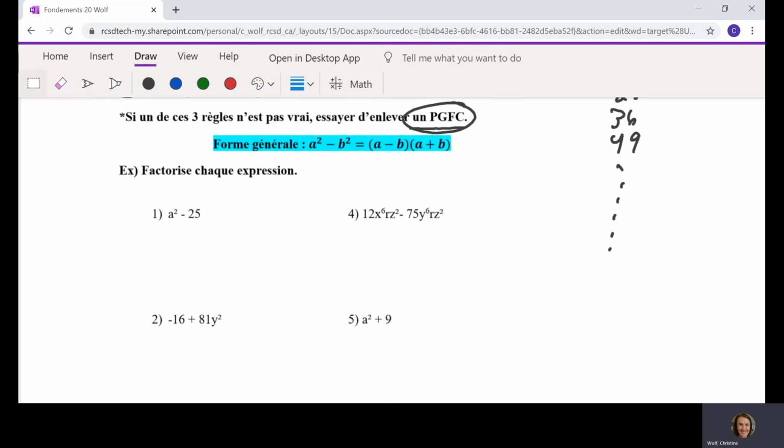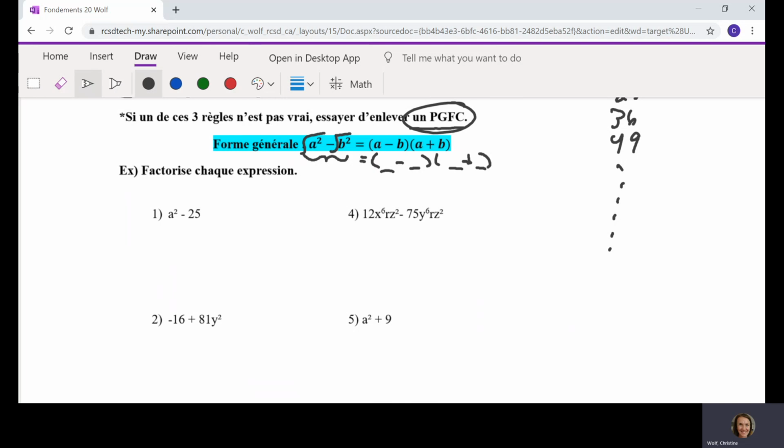Si c'est une différence de carré, la façon qu'on va le factoriser, c'est comme ça. So tu prends les deux termes, tu les écris dans deux parenthèses, c'est toujours deux parenthèses, et tout ce que tu fais, tu prends la racine carrée du premier terme, and you put that here. Tu prends la racine carrée du deuxième terme, you put that at the back, and you minus a set, you plus a set.